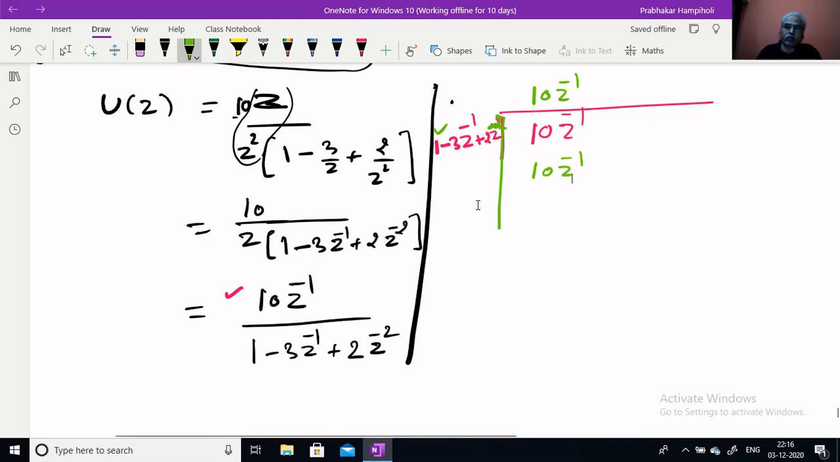Second term, what do you have to do? Multiply 10 and minus 3, minus 30 times. What is the power of z now? z raised to minus 1 into z raised to minus 1, which becomes z raised to minus 2. The next term, if you multiply 10 into 2, 20, okay, 20 times z raised to minus 3. Hope this is very clear to you.